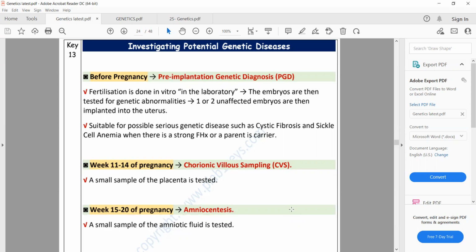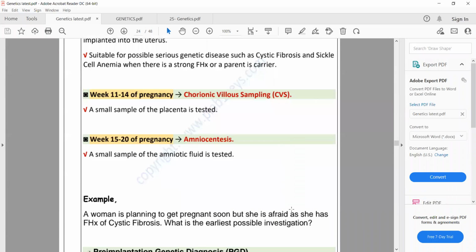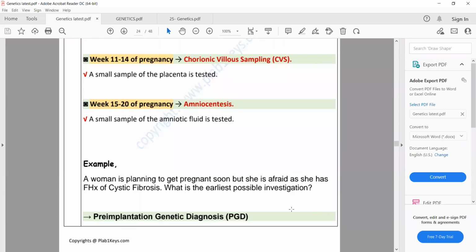How is it done? Fertilization is done in vitro in the laboratory, and then embryos are tested for genetic abnormalities, and one or two unaffected embryos are then implanted into the uterus. So that's why it is important for serious diseases such as cystic fibrosis and sickle cell anemia or any other serious genetic disease.